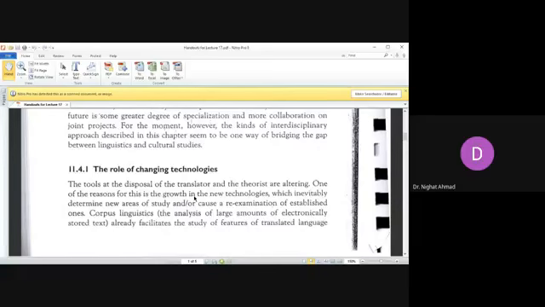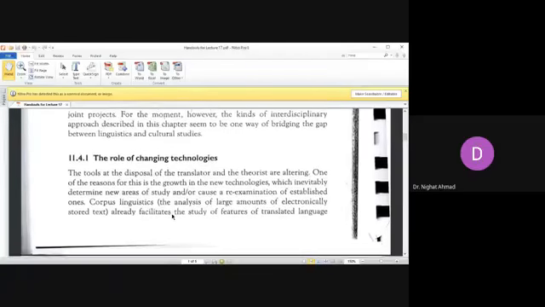over time. One of the reasons for this is the growth in the new technologies, which inevitably determine new areas of study or cause re-examination of established ones. So corpus linguistics, a term which I used in the previous lecture as well. Corpus is actually data. Corpus linguistics is the analysis of large amounts of electronically stored text.